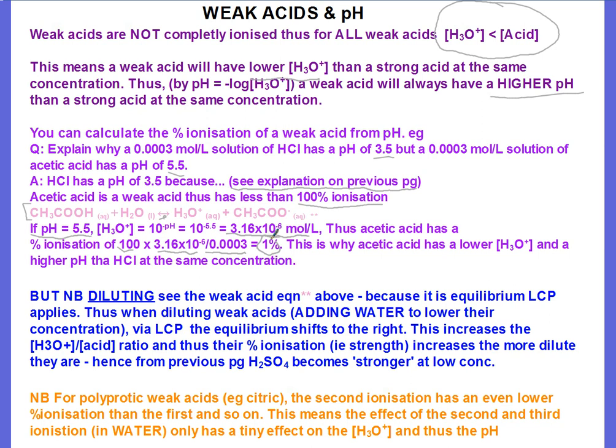Then you can make a conclusion. This is why acetic acid has a lower hydronium ion concentration and a higher pH than HCl at the same concentration. So therefore you've gone through and you've explained why the HCl has its pH, and you've explained why acetic acid has a higher pH.